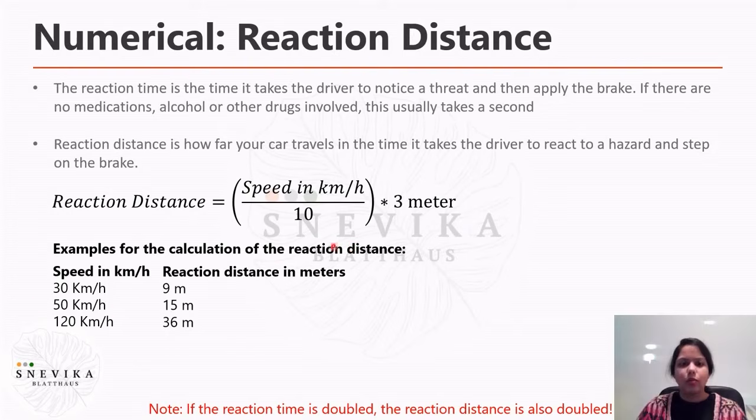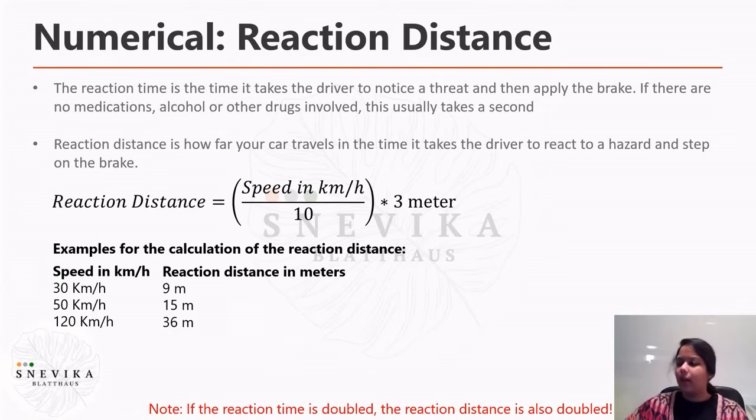So the calculation will go like this: if it is 30 kilometers per hour, then your reaction distance will become 9 meters. But if the driver is under some medication, is having drugs, or is sleepy or tired, then his reaction time increases, which in turn increases the reaction distance. Before he reacts, there is a distance traveled by the car. That is the reaction distance. So let's do an example.